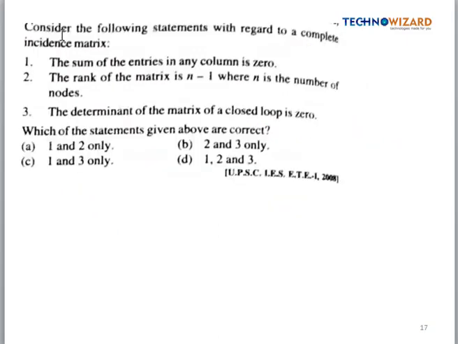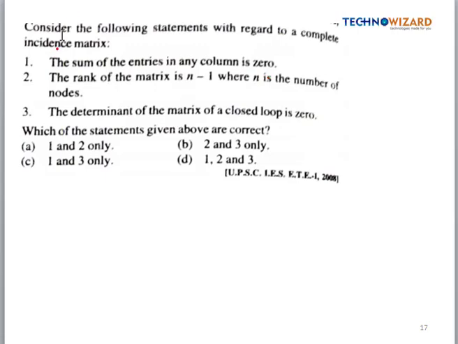Next question is: consider the following statements with regard to a complete incidence matrix. The sum of the entries in any column is 0. The rank of the matrix is n minus 1, where n is the number of nodes. The determinant of the matrix of a closed loop is 0.